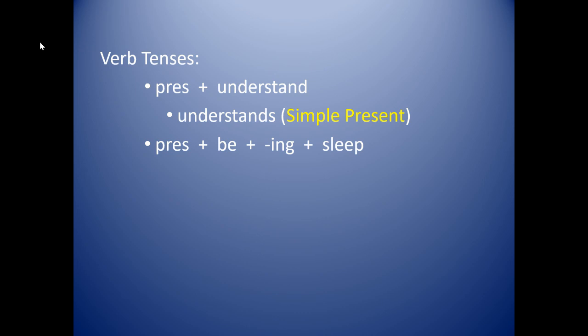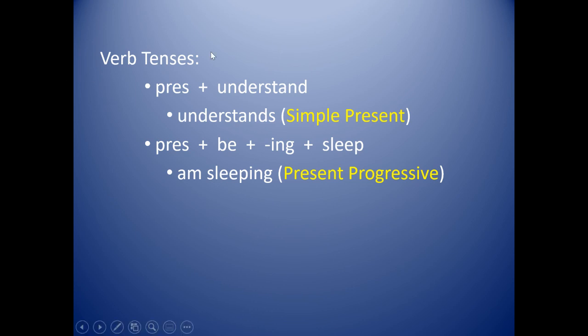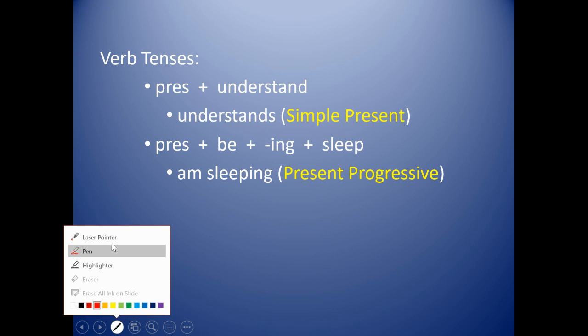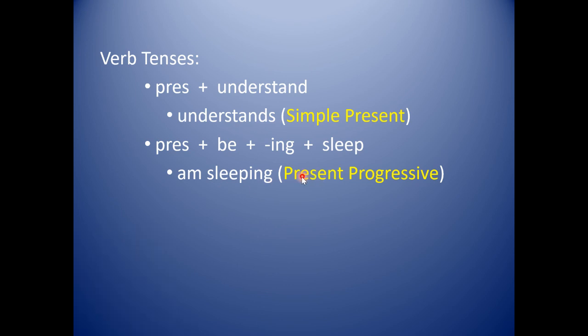The present of be plus ing plus sleep gives us am sleeping or is sleeping or are sleeping. All of those would be correct. We call this the present progressive. So anytime I have an ing, we call that progressive. And then because of the word am, instead of the word like was, we call that present. So therefore, it's the present progressive. I'll bring up my little laser pointer here. So progressive means ing, and then it's present tense.